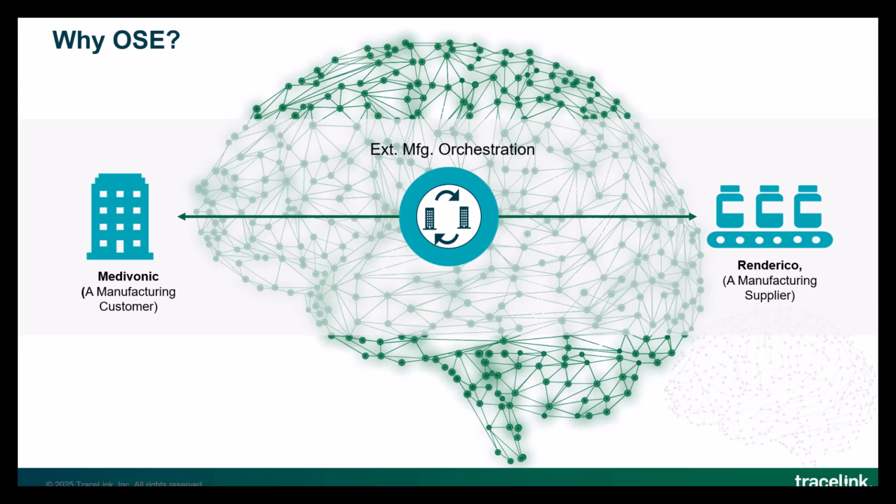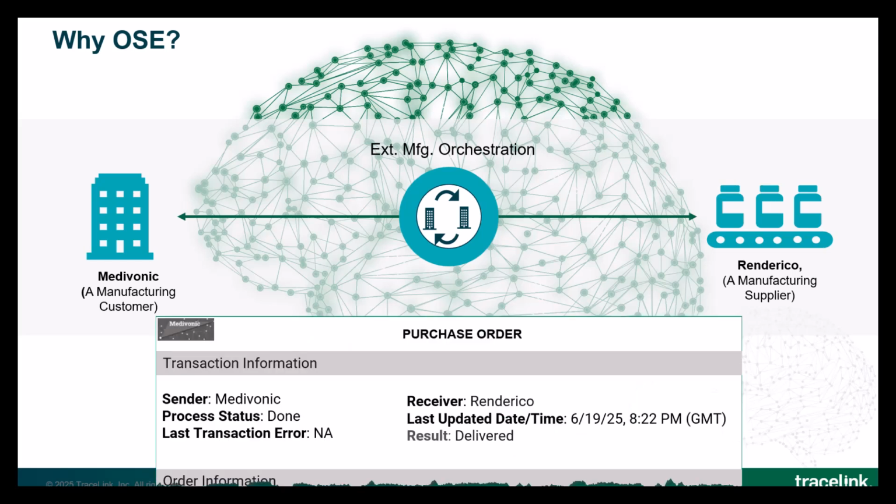Let's begin with a quick scenario. Medivonic is a global medical device manufacturer. To meet increased demand, they've onboarded a new manufacturing supplier partner called Renderico. Now they need to start exchanging transactions like purchase orders. However, each company follows slightly different formats, approval processes, and internal systems. Even basic PO fields don't match up. So, to meet their unique need, they would need to configure their standard solution.